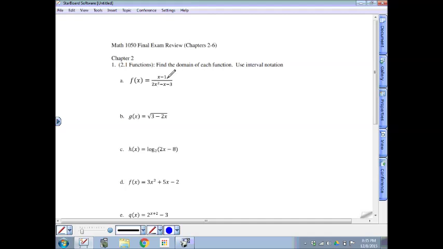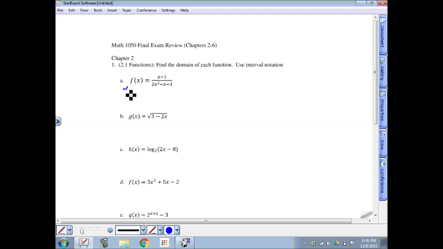We studied a little more of these in section 3.6, but in chapter 2, the problem that we would run into with this type of function is what values of x would make the denominator equal 0. Remember, you can't divide by 0. So what we're going to have to do is factor the denominator.